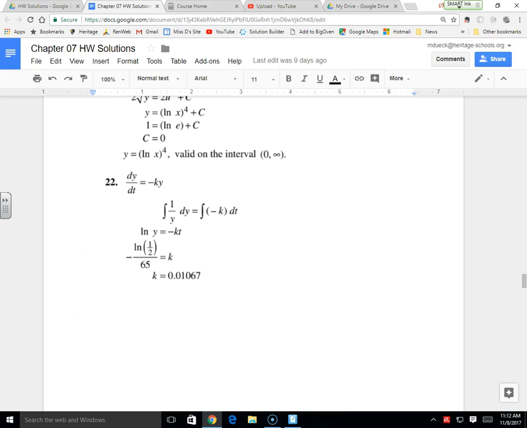Number 22 is an exponential growth one, right? Directly proportional. So you end up with y equals c times e to the negative kt. They went ahead and just left the ln there because all we want is k anyway. So that's okay. I guess you didn't have to get it in that full y equals c e to the kt form if you didn't want to.